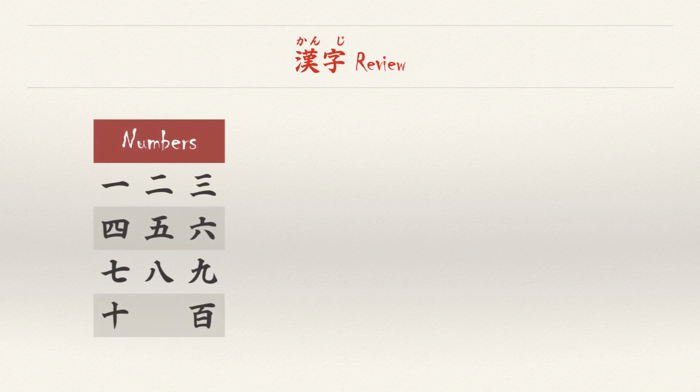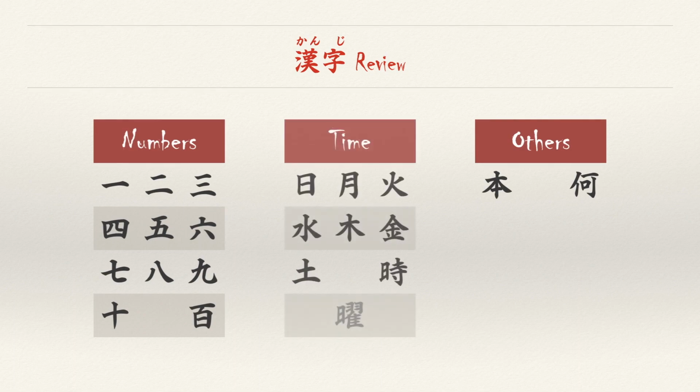Reviewing is always good. No change has been made to the number collection or the other collection. However, we just added quite a bit to the time collection today. The gray character at the bottom is yo. It's gray because it's a recognition character. You do not need to know how to write it. You must know how to read it, though.